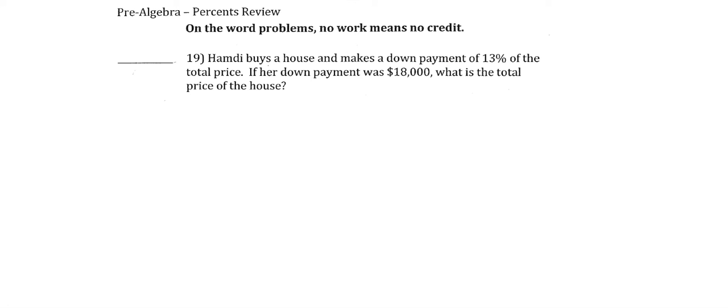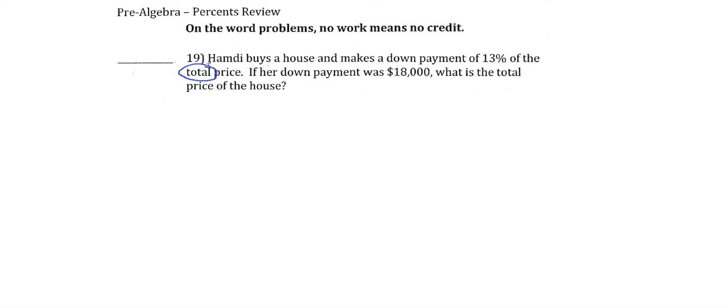Number 19 says, Hamdi buys a house and makes a down payment of 13% of the total price. If her down payment was $18,000, what is the total price of the house? Okay, so this is going to be pretty much a straightforward one here. Percentage and part and whole. We even have the word total right there. So 13% of the total.